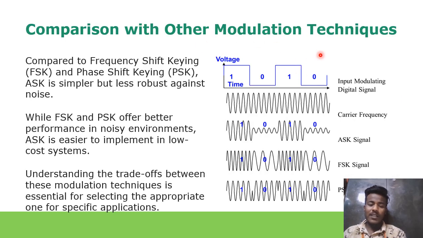Comparison with other modulation techniques. Compared to frequency shift keying and phase shift keying, ASK is simpler but less robust against noise, while FSK and PSK offer better performance in noisy environments. Understanding the trade-offs between these modulation techniques is essential for selecting the appropriate one for specific applications.